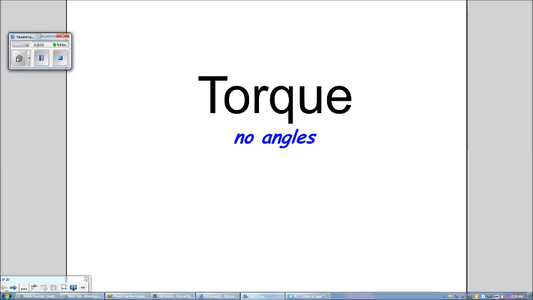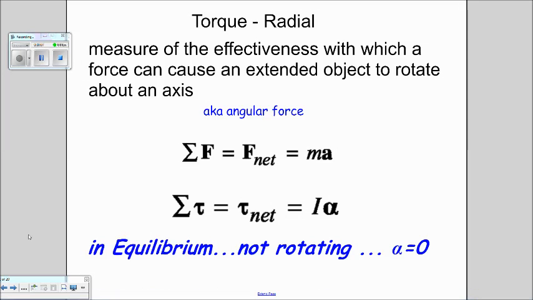This video is about torque. We're going to look at torque, but we're not going to introduce angles quite yet. There are two ways to look at torque. You can look at it radially, using radians and things like that, or you can look at it linearly. Torque is the effectiveness with which a force can cause an extended object to rotate.